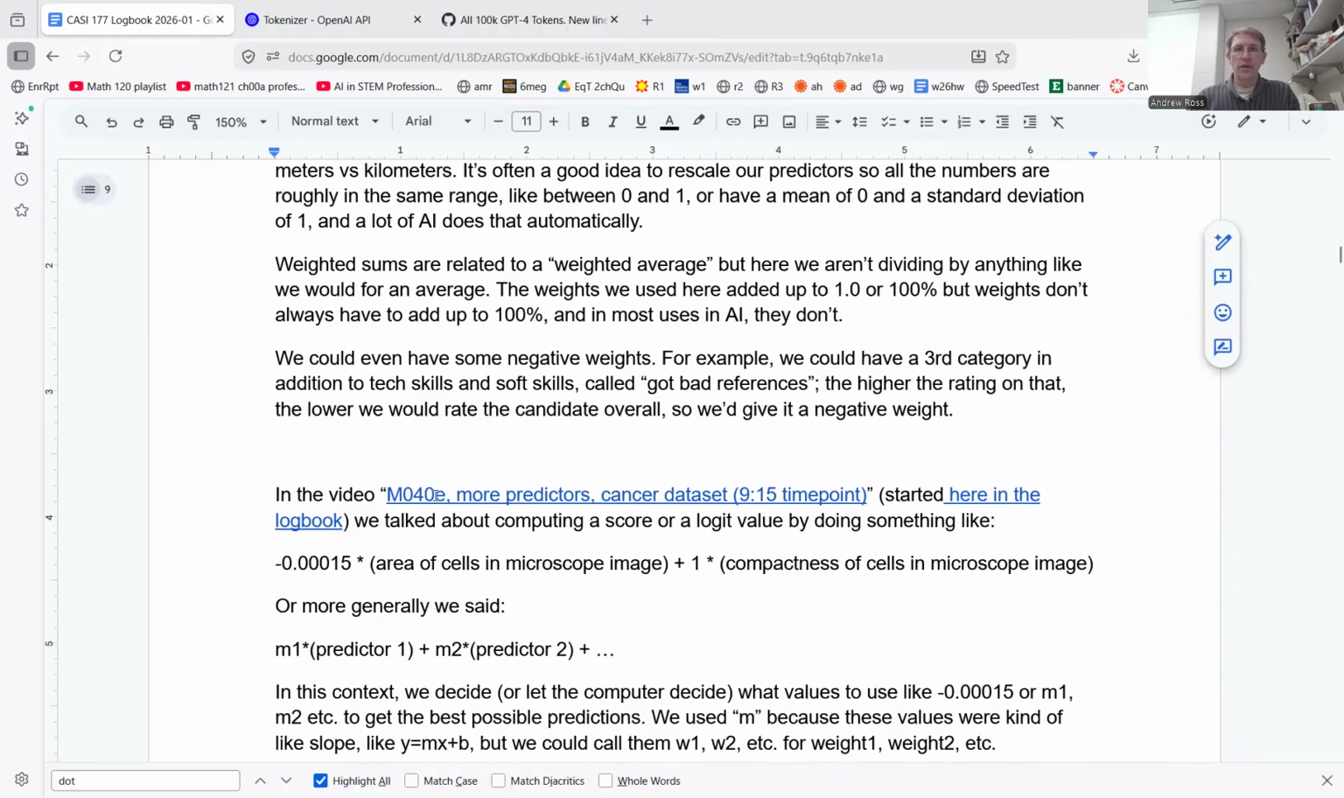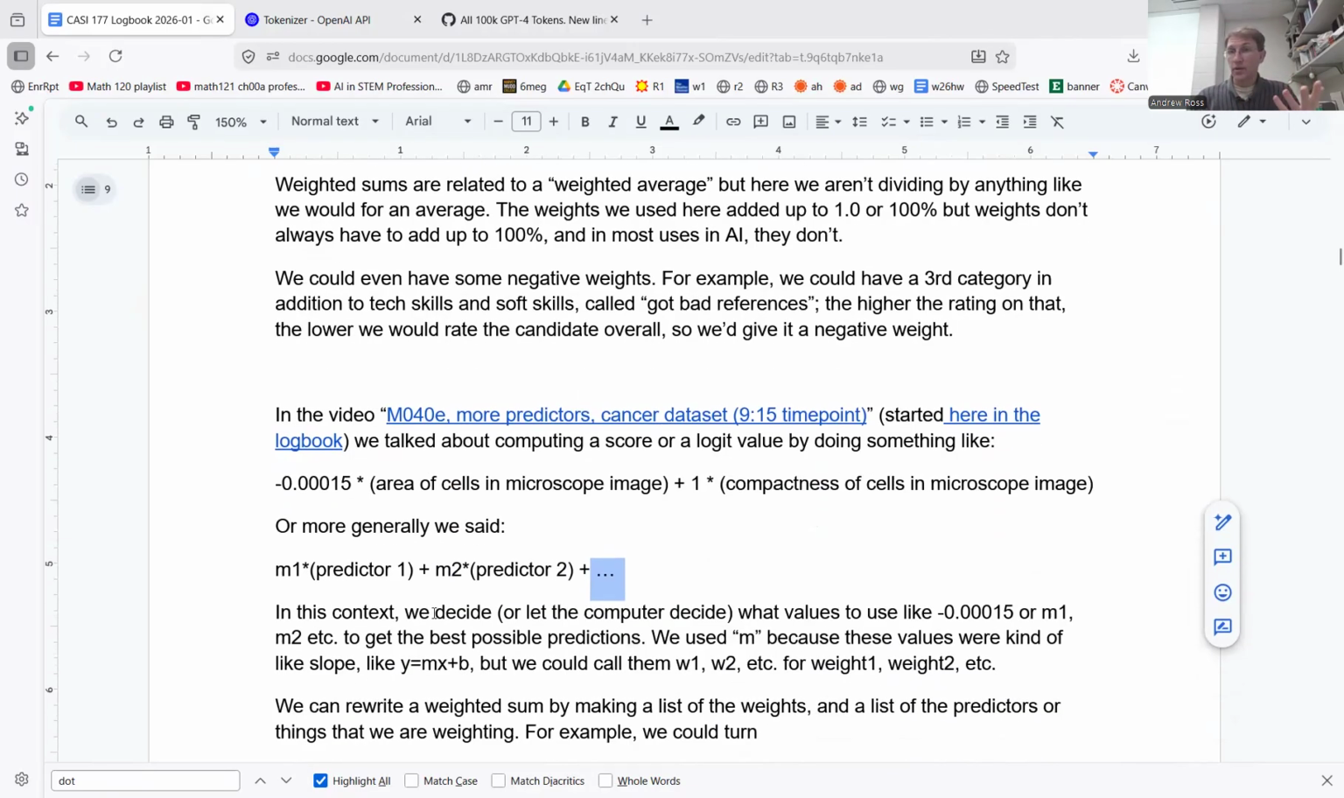In a previous video called Module 40E, More Predictors, Cancer Dataset, we talked about computing a score or a logit value by doing something like negative 0.0015 times the area of cells in a microscope image, plus 1 times the compactness of the cells in the microscope image. Or more generally, we could say some number called M1, kind of being like slope, times predictor 1 plus M2 times predictor 2 plus etcetera if you have more predictors. In this context, we decide or let the computer decide what values to use, like the negative 0.0015 or M1, to get the best possible predictions.